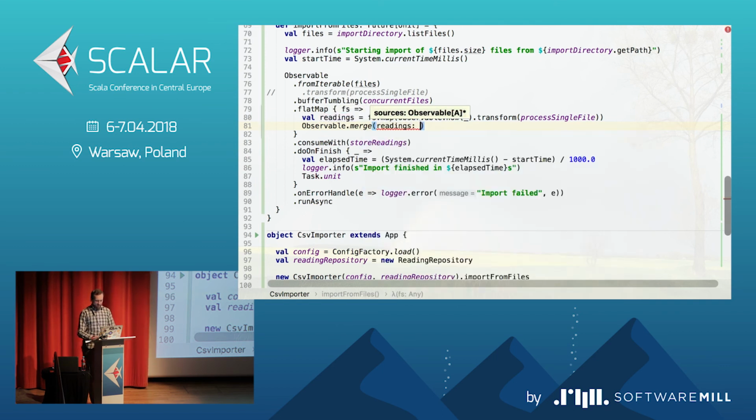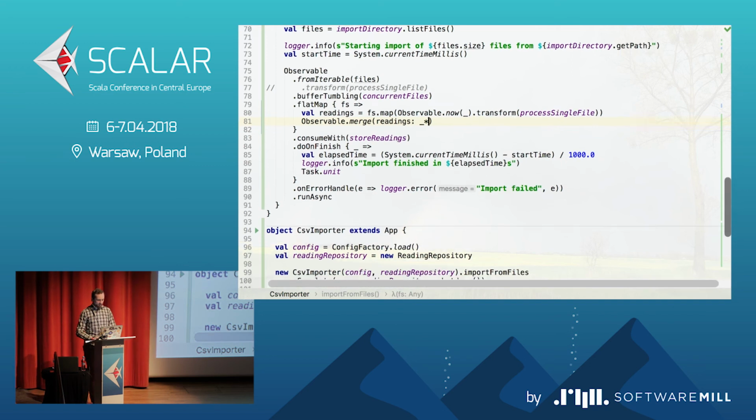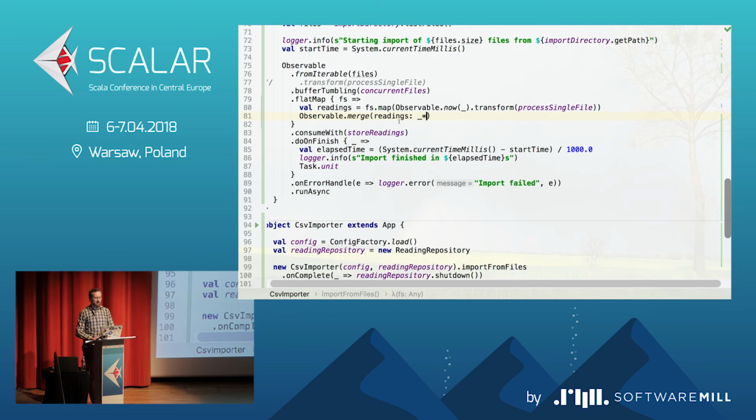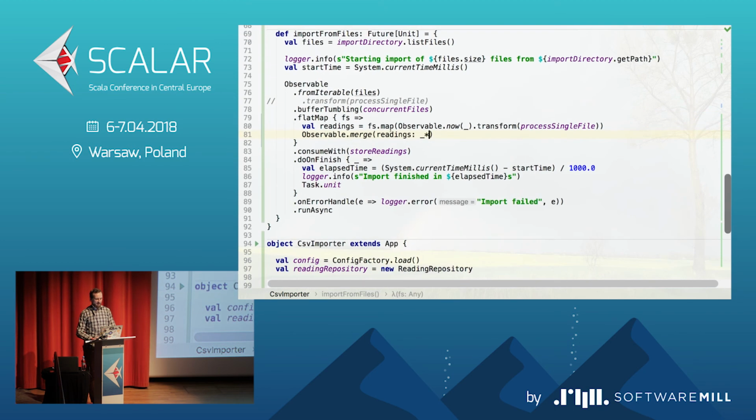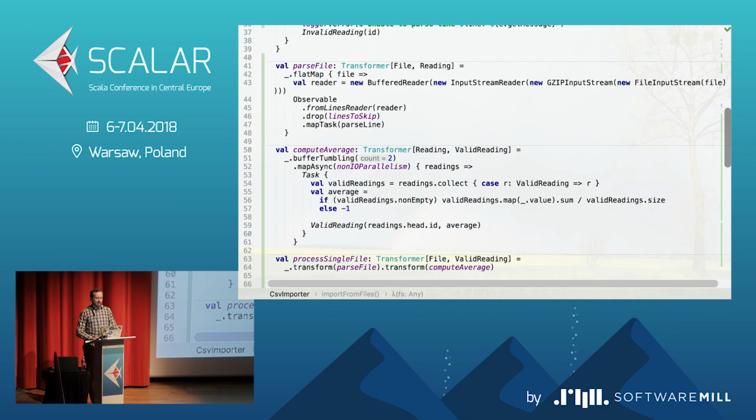So we take our readings and say that it should be treated as a collection, and that's it. So once again, what we did was take every file, map it into an observable with Observable.now, apply our transformer, and end up with a collection of observables. Using this collection of observables, we created a single observable. This was the first place where we could apply some optimizations, and here is the second one.